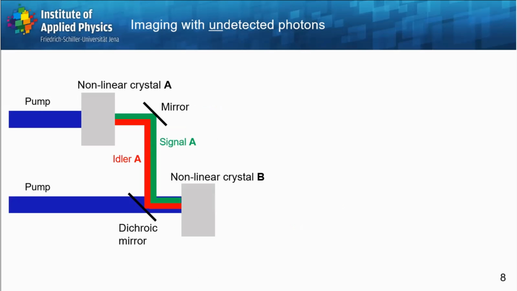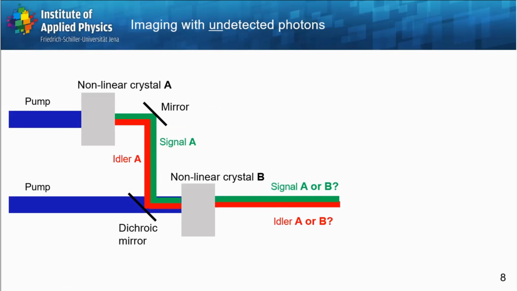Let's put a mirror and a dichroic mirror there and just direct the signal and idler from the first crystal, named A: signal A and idler A. The second one is also going to create a signal and idler, but the question is: the signal or idler photon that comes in on this side, will it come from source A or source B?